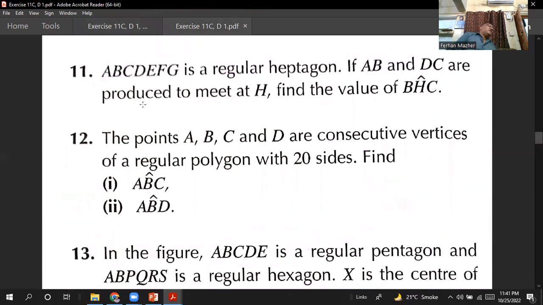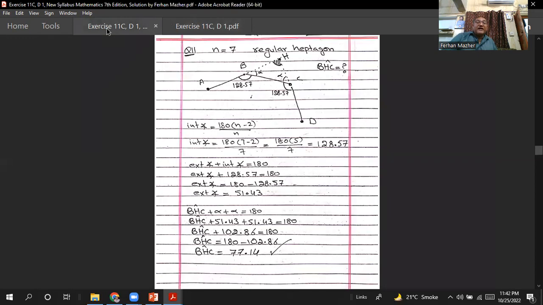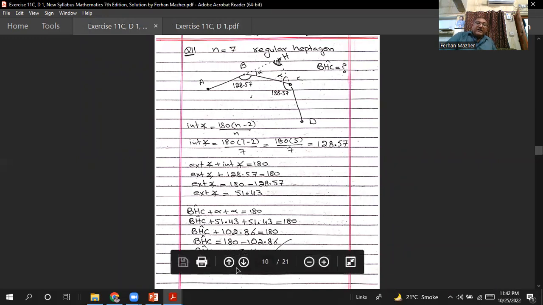Question number 12 from exercise 11C from the book D1 is showing up on your screen. The points A, B, C, and D are consecutive vertices of a regular polygon with 20 sides. The first part is ABC, that's the internal angle. And then he wants me to find the angle ABD. Let me show you, I've drawn the diagram. From the diagram, you will easily be able to understand these wordings.